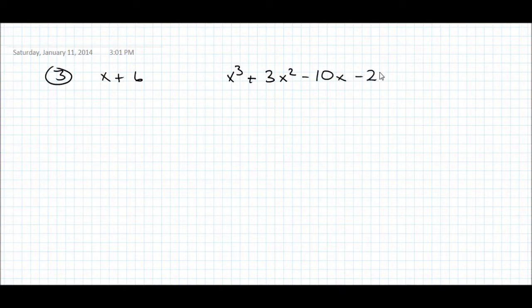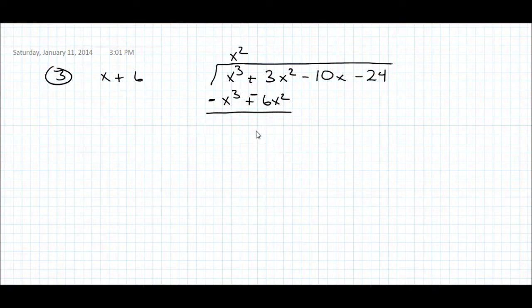Number 3 is x plus 6. Same problem, where it's x cubed plus 3x squared minus 10x minus 24. So let's divide. To get x plus 6, we have to multiply it by x squared. So that'd be x cubed plus 6x squared. We have to change the signs. So that'd be negative 3x squared. Drop the next term down, minus 10x.